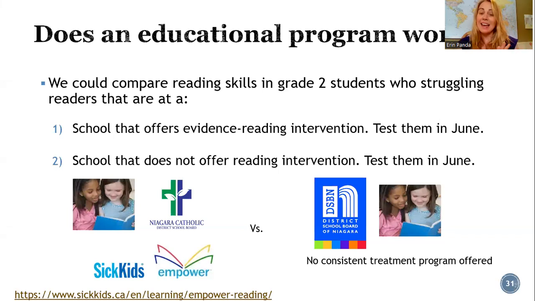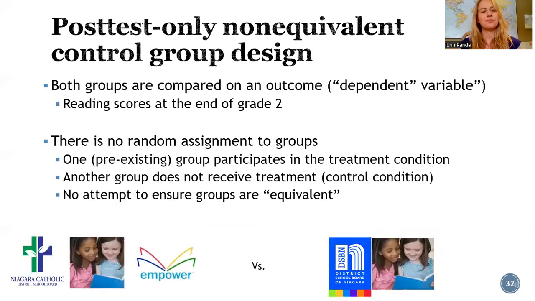In this kind of design, we're comparing these two groups of kids at one point in time after one group gets intervention and after compared to a group that didn't get intervention. So this is called a post-test only non-equivalent control group design. Both groups are compared on some outcome variable, the dependent variable. In our Niagara Catholic board, we're measuring them after intervention. That's why it's called a post-test only.